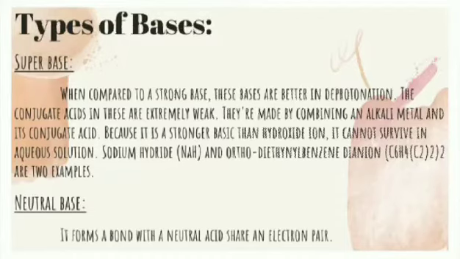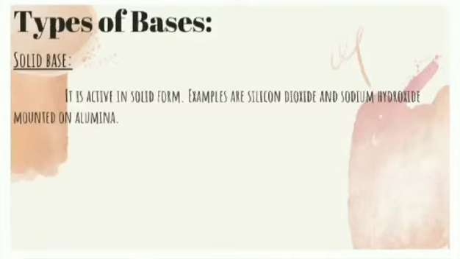Neutral bases. It forms a bond with a neutral acid, sharing an electron pair. Solid base. It is active in solid form. Examples are silicon dioxide and sodium hydroxide mounted on alumina.